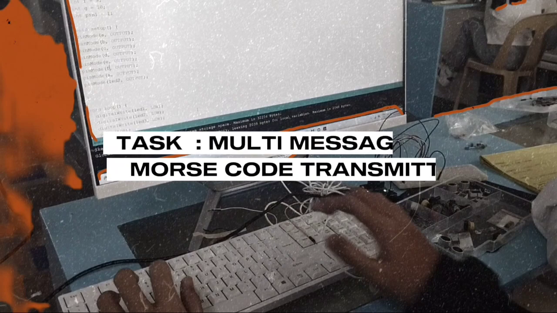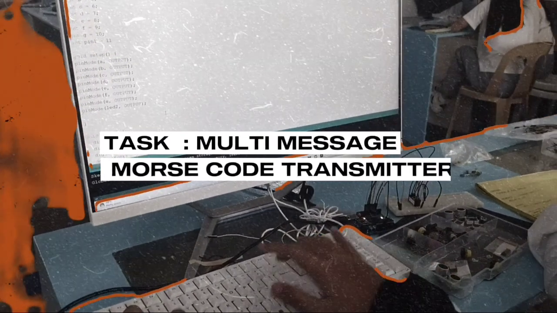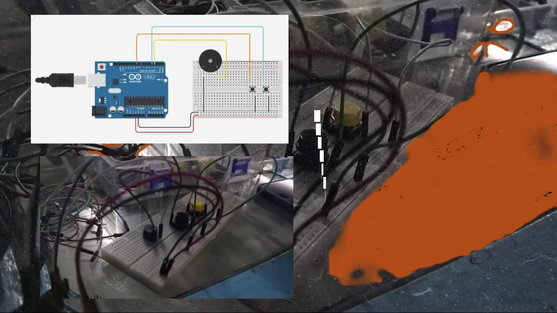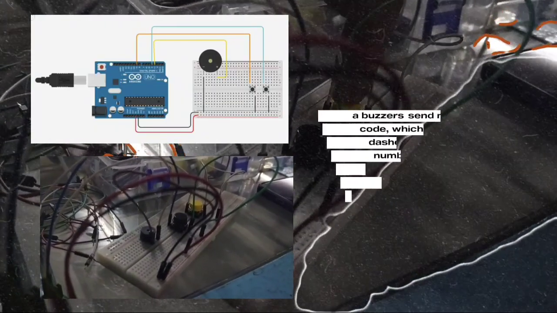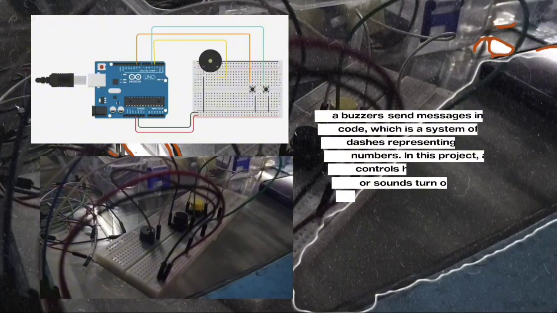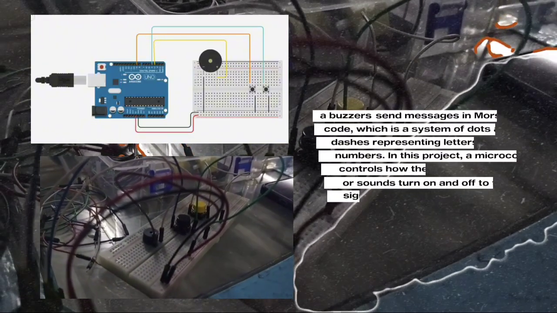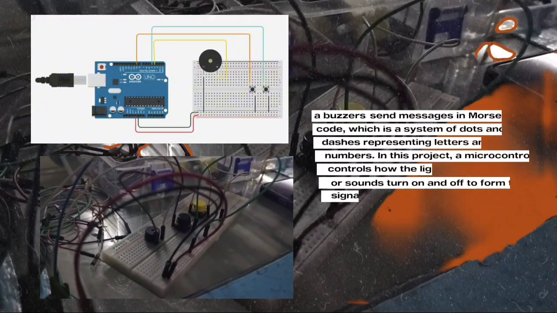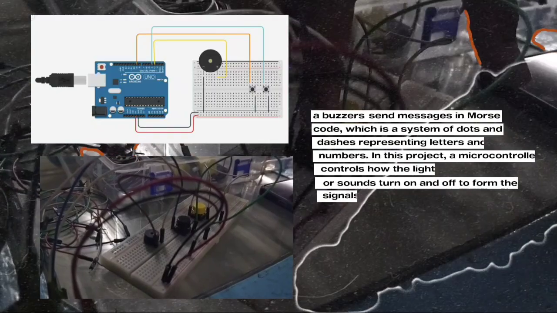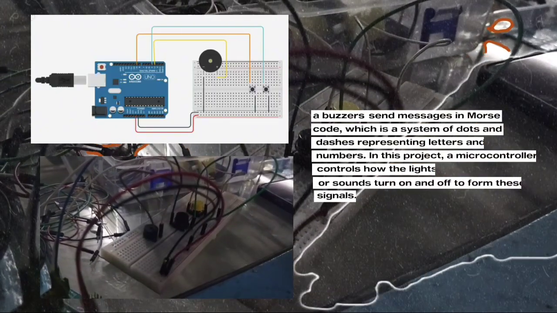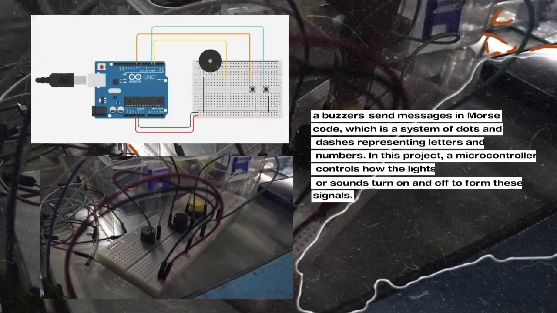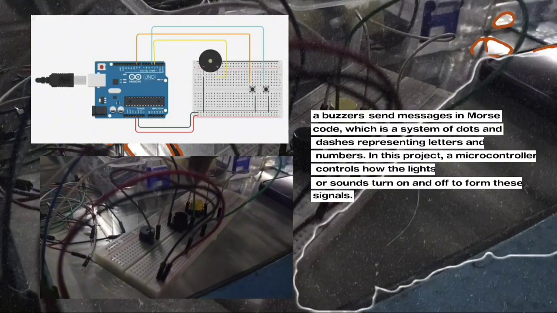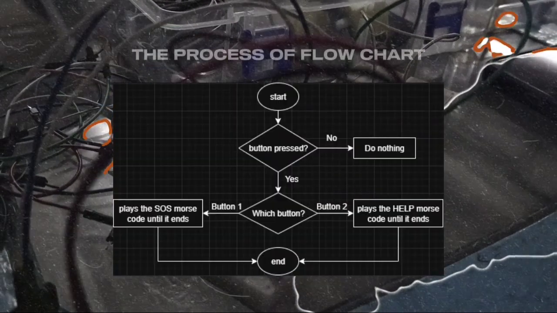The second task on buzzers is the multi-Morse code transmitter. A buzzer sends messages in Morse code, which is a system of dots and dashes, representing letters and numbers. In this project, a microcontroller controls how the lights or sounds turn on and off to form these signals.